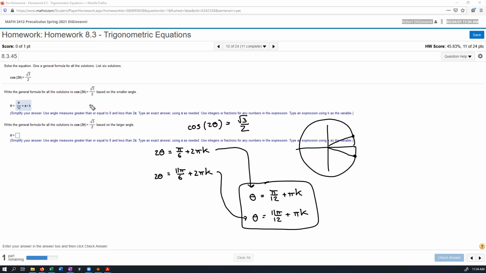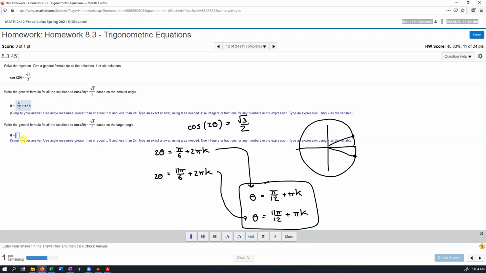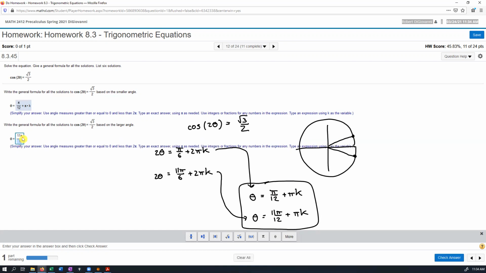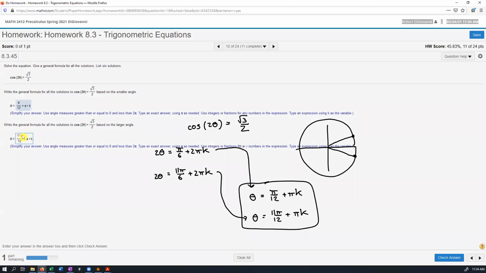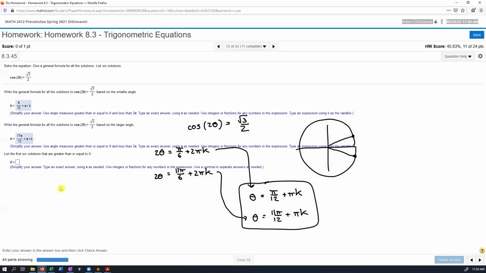Oh, okay, I see what they're doing. They're having the two different cases. Okay, here's where they want it. I got it. So now the larger angle was 11 pi over 12 plus pi times k. I got it. Okay, now list the first 6 solutions that are greater than or equal to 0.